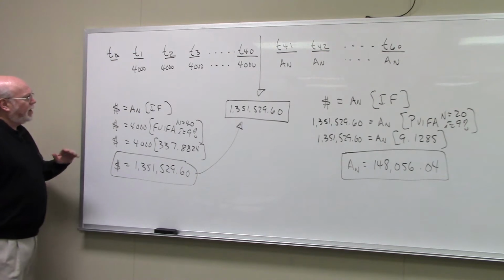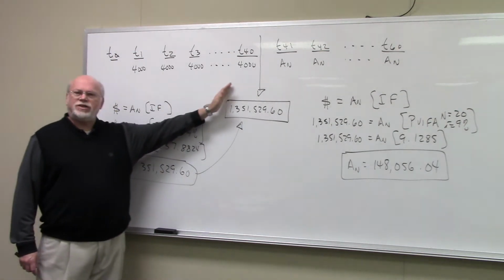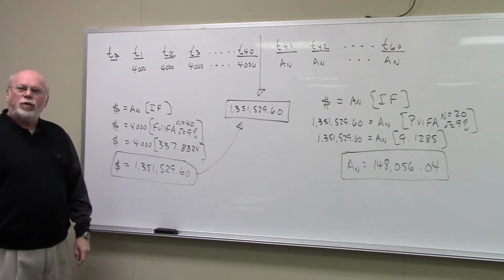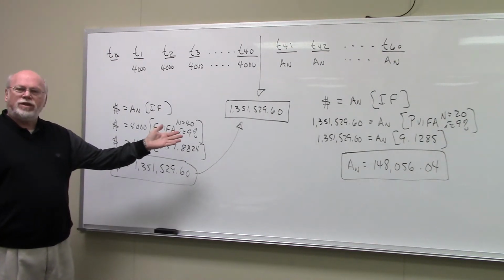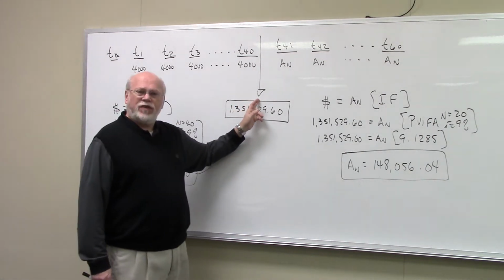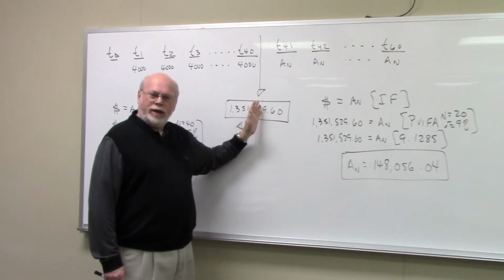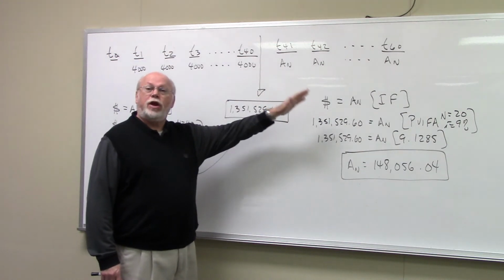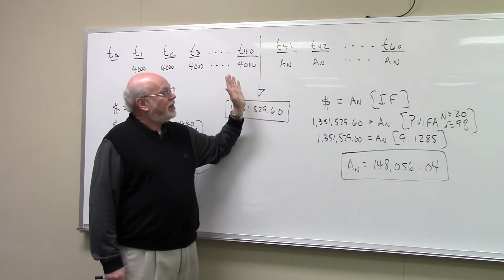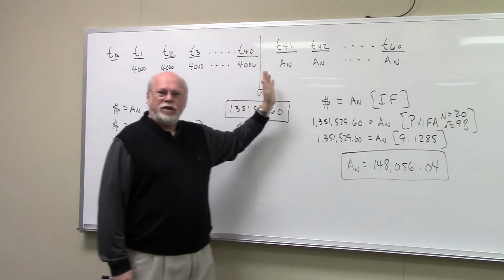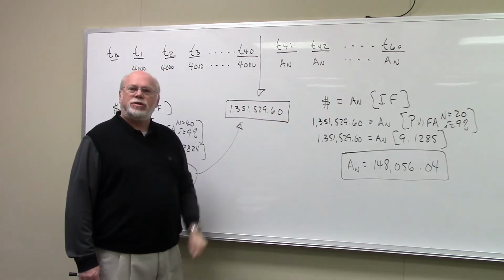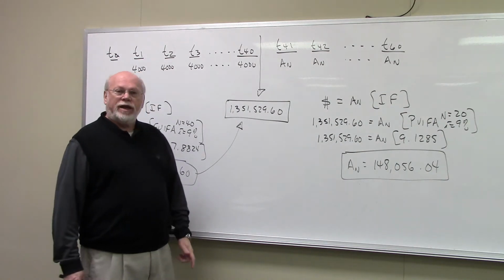So in our first problem now, this couple saved $4,000 a year for 40 years, and we found out that 40 years from now, they would end up with $1,351,529.60. Now they would be 65 years old at this point. If we assume they're going to live another 20 years, that is, they're going to live to be 85, they're going to need income every year for 20 years after they retire. That would bring their income out to T60, 20 years later.